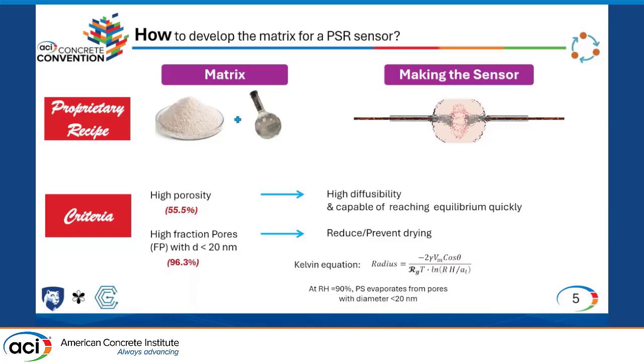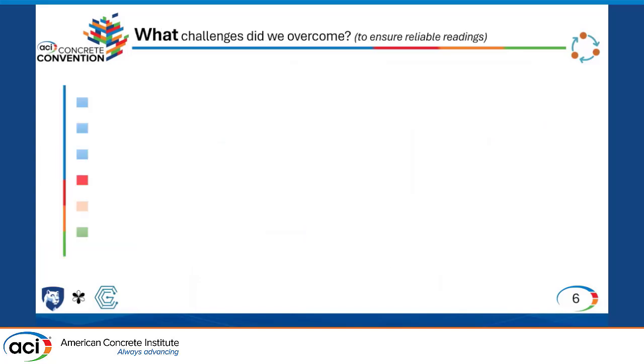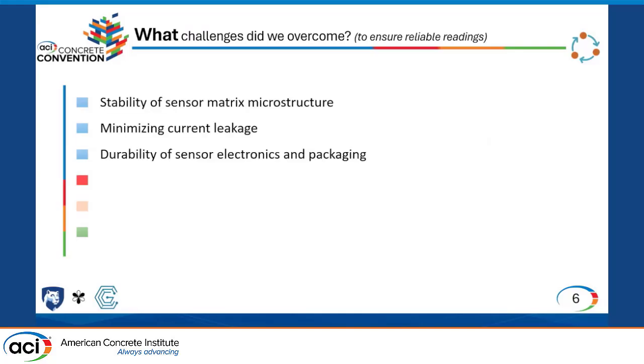So through the Kelvin equation, pore sizes less than 20 nanometers are associated with no drying when the relative humidity is higher than 90%. For this reason, we maximized the pores that have a diameter of less than 20 nanometers, and we were able to achieve 96%. And as we worked to ensure reliable readings, we faced many challenges, and we overcame them.